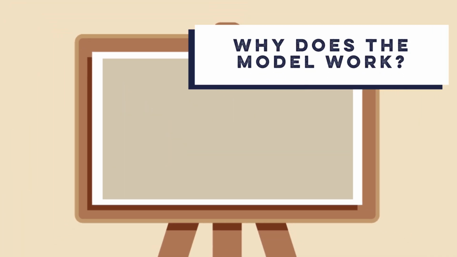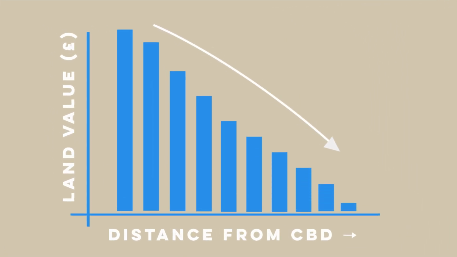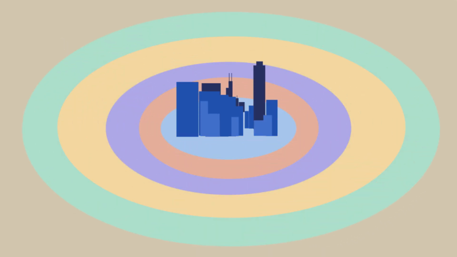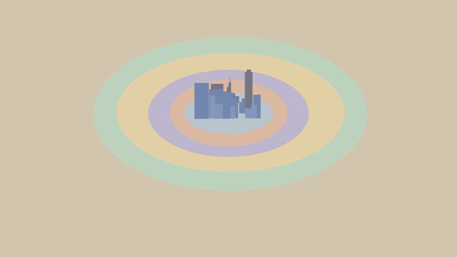Why does this model work? Well, the Burgess model is based on land value decreasing as you move away from the CBD, and competition for space in the centre. The historical growth of cities like Chicago, where the model was first developed, show how this can occur.